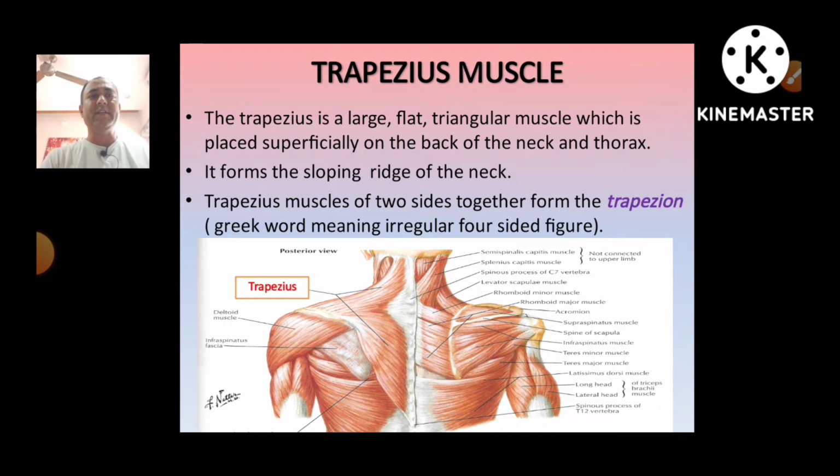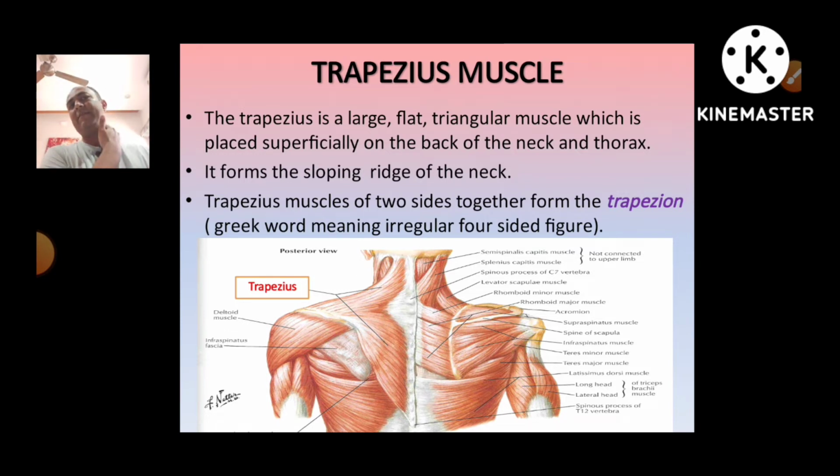The first important structure in this region is the trapezius muscle. Two important topics are there in this chapter: one is the trapezius muscle and another is the suboccipital triangle. Both are important for theory but more important for the practical viva and also for the one-liners. First of all, the trapezius muscle: it's a large flat triangular muscle which is placed superficially on the back of the neck and thorax. It forms the sloping ridge of the neck.